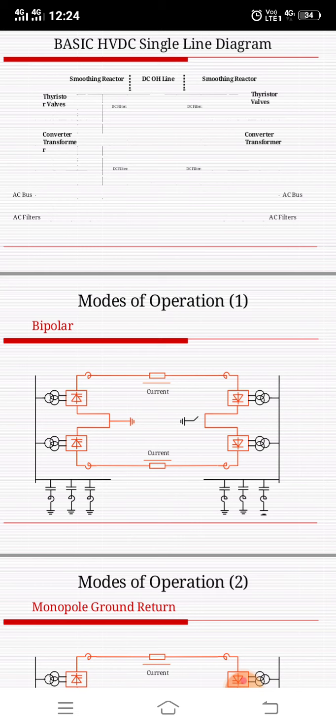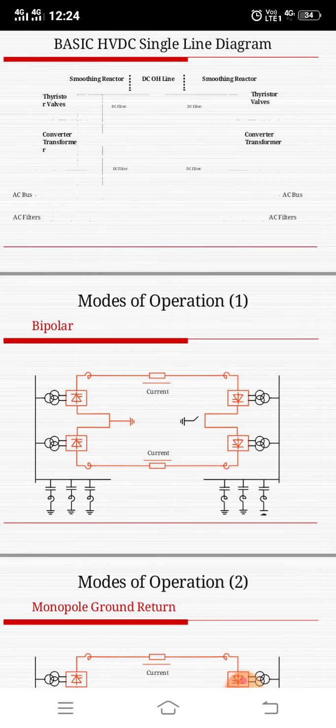Second thing is bipole with a dedicated metallic return path for monopolar operation. If there are restrictions, even on temporary use of electrodes, or if the transmission distance is relatively short, a dedicated LVDC metallic return conductor can be considered as an alternative to a ground return path with electrodes.